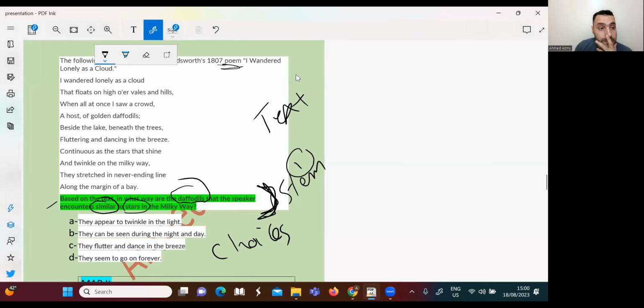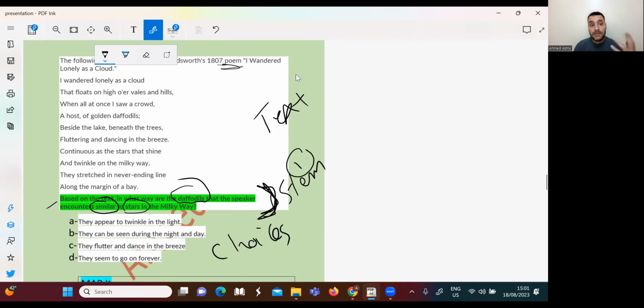Okay? Let's read together, and the first time you find a similarity, stop me. Okay. Similarity between what? The stars and the daffodils. Very good. The first line: I wandered lonely as a cloud. Here there is a comparison, but between whom?